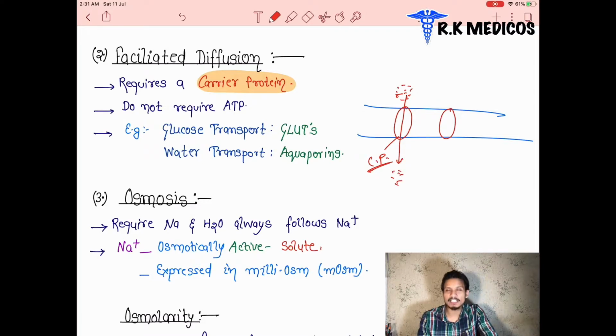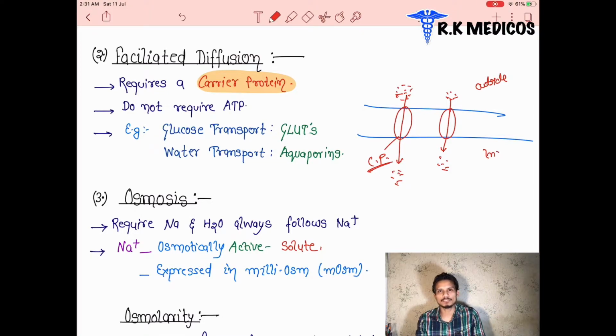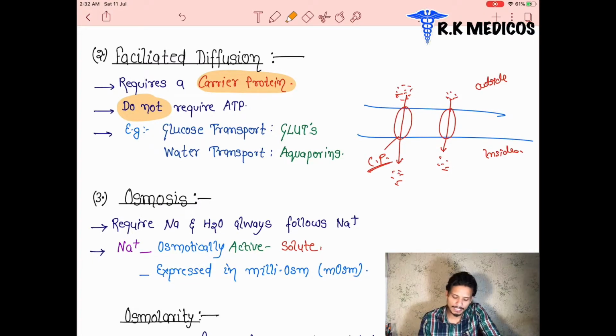So a special type of carrier protein is needed for their passing from the outside of the cell to the inside of the cell. So these molecules are passing through the special carrier protein. That's why it is called facilitated diffusion. These carrier proteins are facilitating the transport, but this transport does not require any type of energy. So it is passive, not active. It is a passive transport.